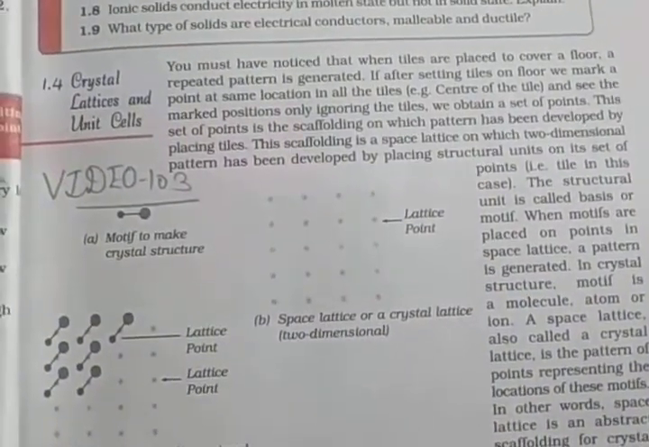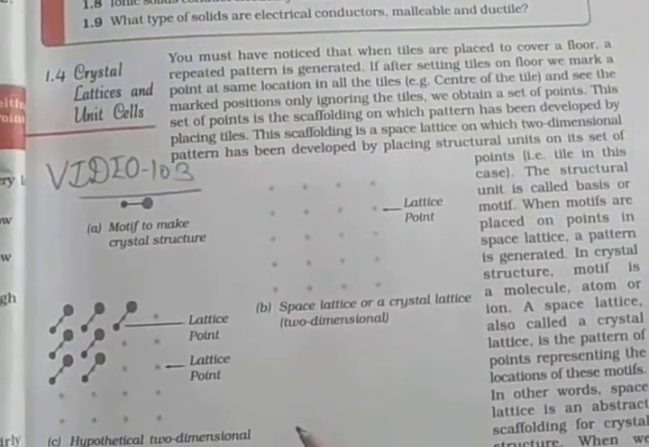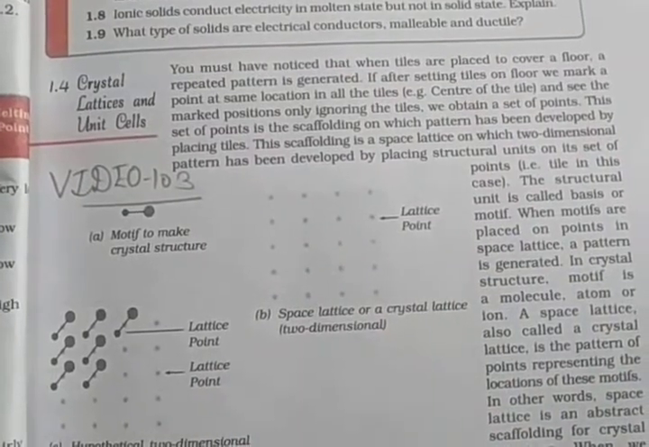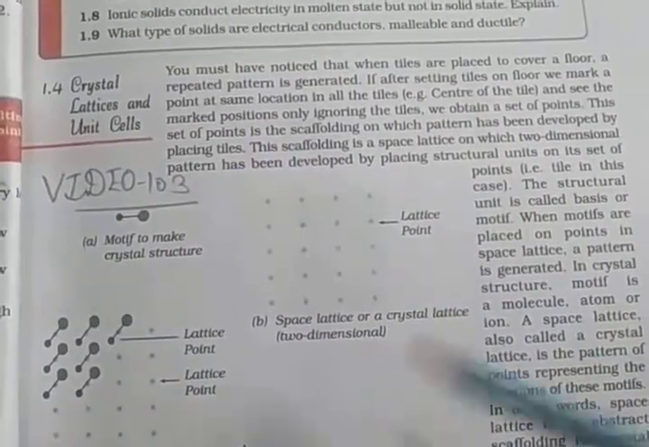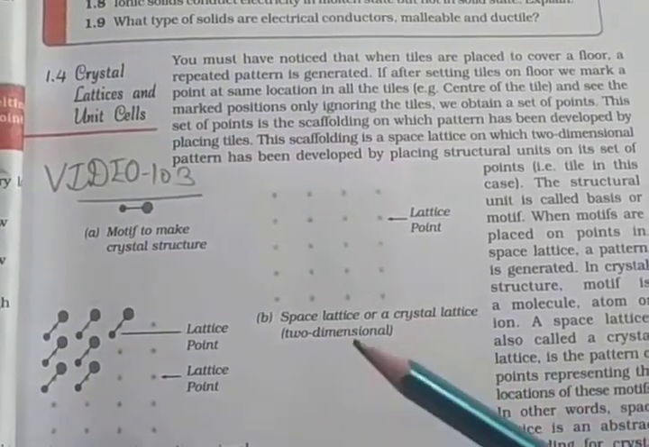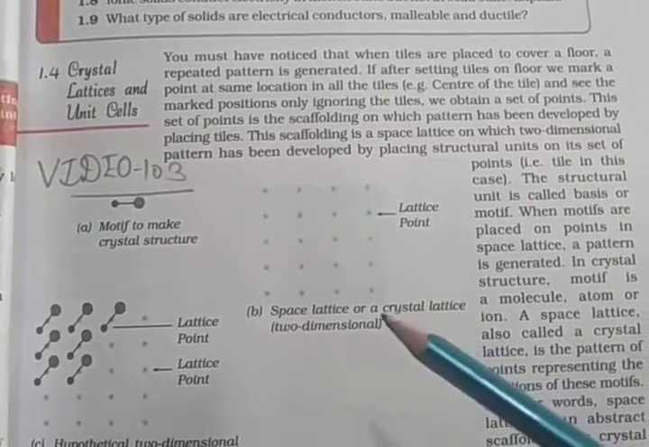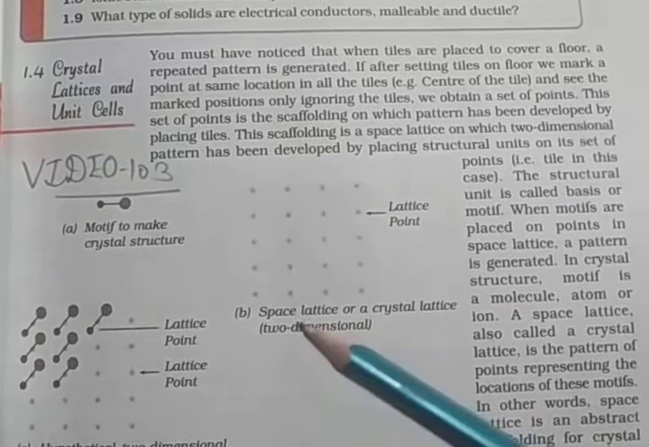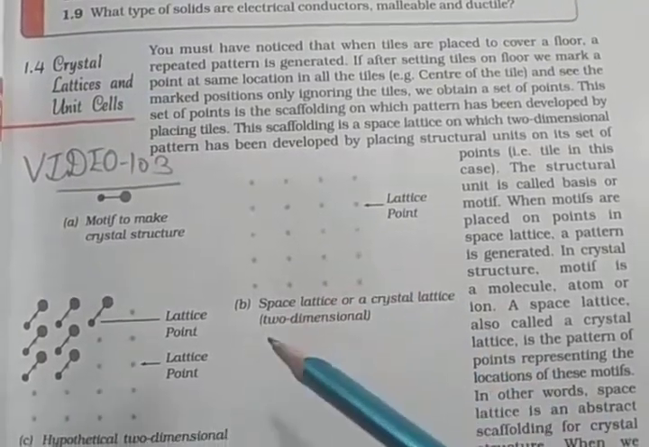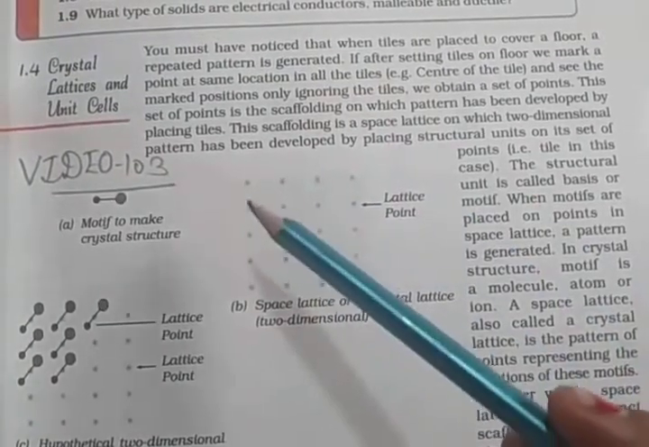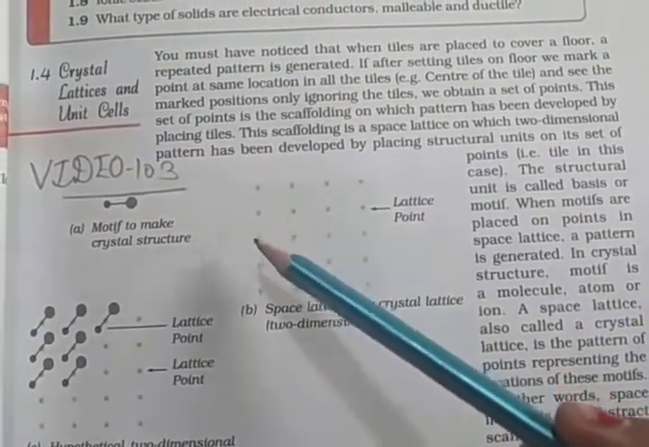In the starting I will explain by a rough example, like when tiles are placed to cover a floor. When tiles are placed to cover a floor, a repeated pattern is generated. If after setting tiles on the floor we mark a point at the same location in all the tiles, the center of the tiles, and then see only the marked positions, ignoring the tiles, we obtain a set of points. Here you see one tile, second tile, third tile.